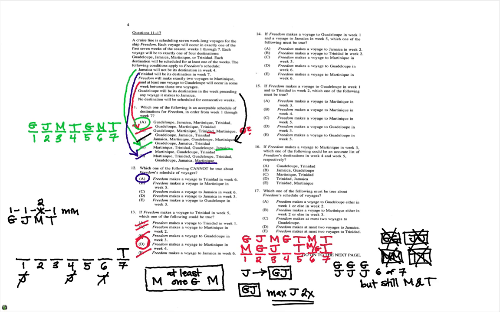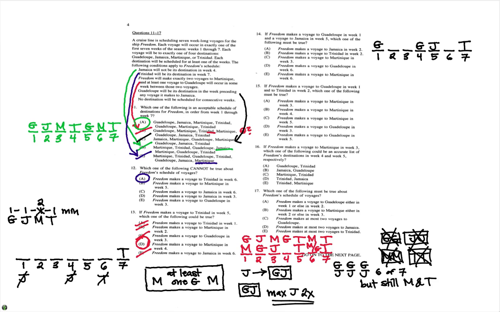Question 14. If Freedom makes a voyage to Guadalupe in week 1 and a voyage to Jamaica in week 5, which one of the following must be true? Alright, so we'll draw out our hypo here. Again, we already know Trinidad is going in week 7. But now it tells us Freedom is going to Guadalupe in week 1 and Jamaica in week 5. We know that anytime we have Jamaica, the week preceding it must have Guadalupe.